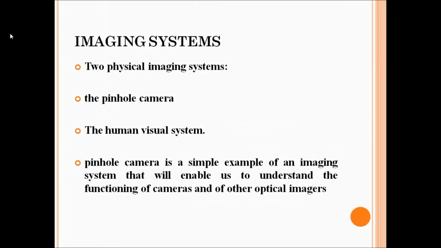Introduction. In imaging systems, there are two types. Actually, those imaging systems are physical imaging systems. First one is the pinhole camera. Second one is the human visual system. By understanding the concepts of the pinhole camera, I can understand most of the functions of our modern cameras and other optical imagers. That's why the pinhole camera and other imaging systems play a very important role.